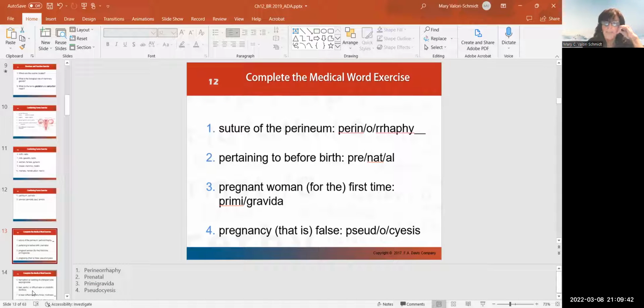Suturing the perineum is called a perineorrhaphy, which is a repair of an episiotomy. Anything pertaining to before birth is prenatal. Perinatal is during birth, and postnatal is after birth. Right? A woman who's pregnant for the first time is a primigravida, and a false pregnancy is a pseudocyesis.